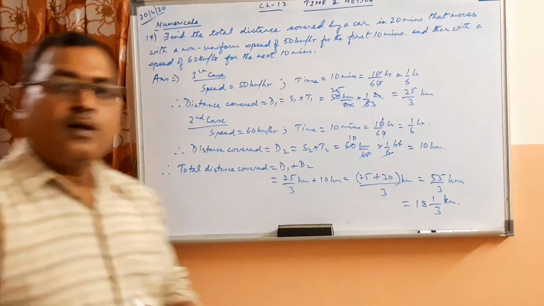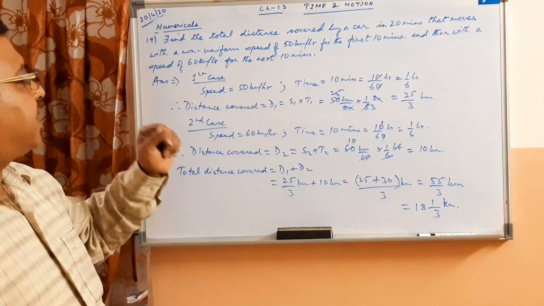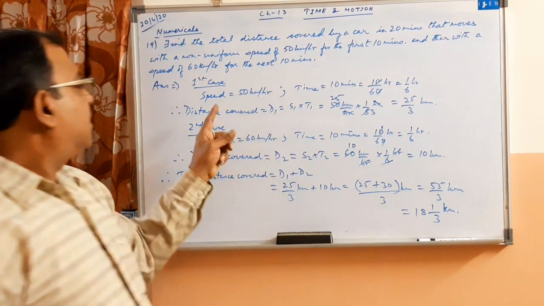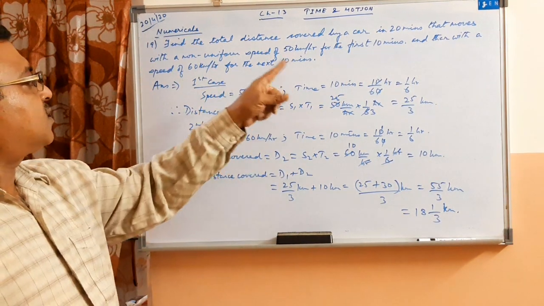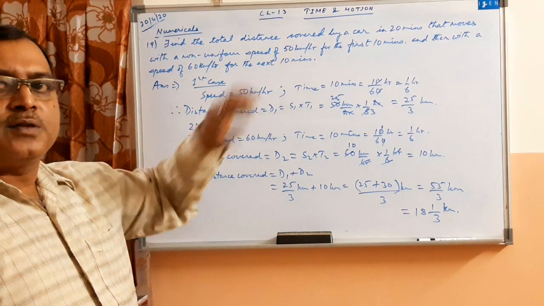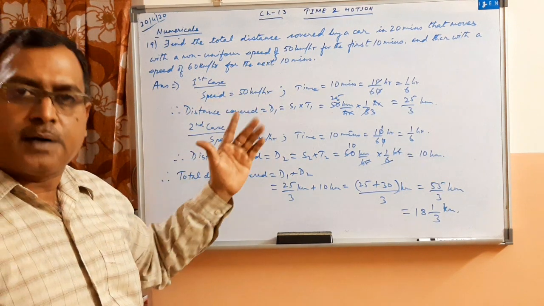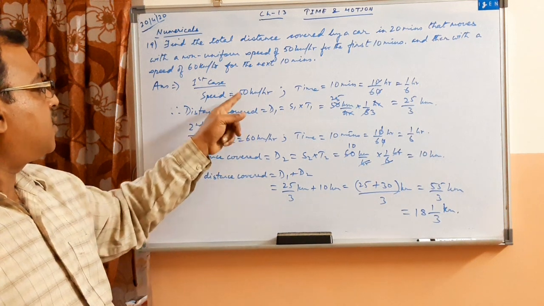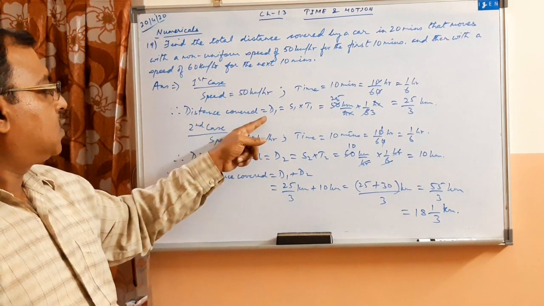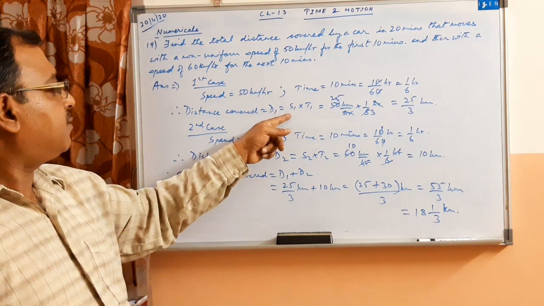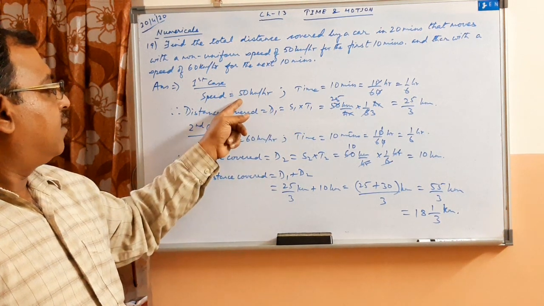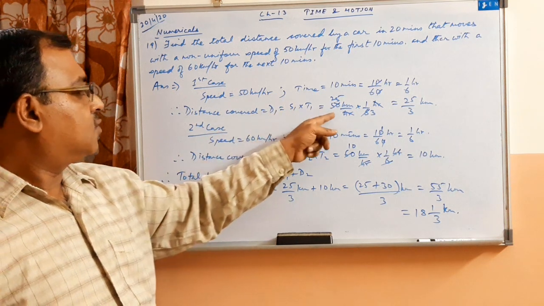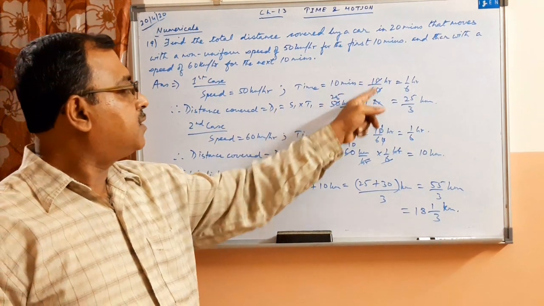Clear? So here you can understand that the time has been divided into two parts. First 10 minutes, second 10 minutes. During the first 10 minutes, speed of the car is 50 km per hour. During the second 10 minutes, the speed of the car is 60 km per hour. So first of all, you find the distance covered when the speed of the car was 50 km per hour. So d1 equal to s1 into t1, where s1 is the speed in first case, t1 the time in first case.